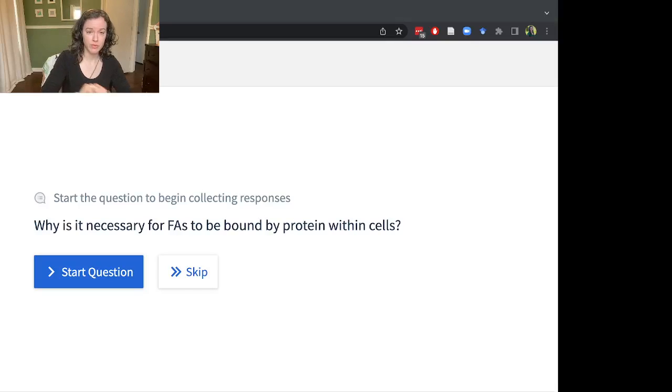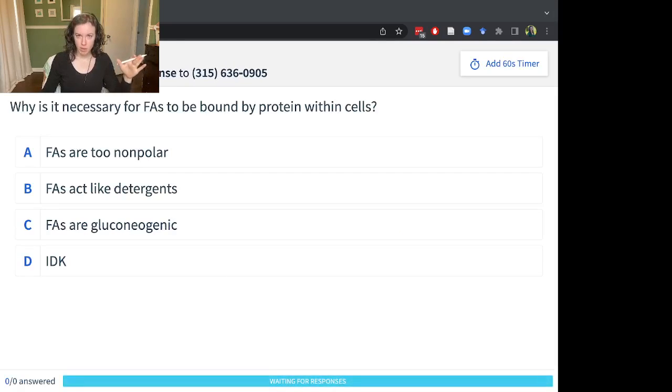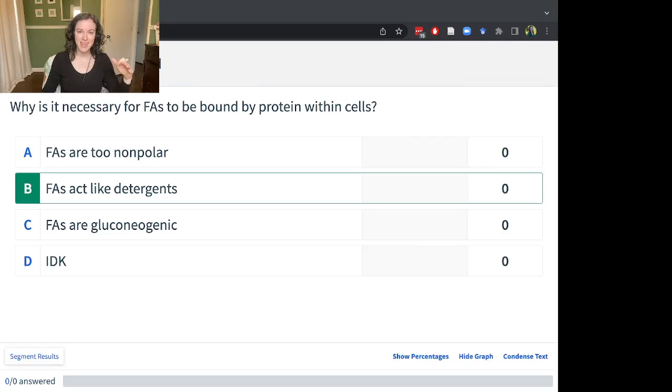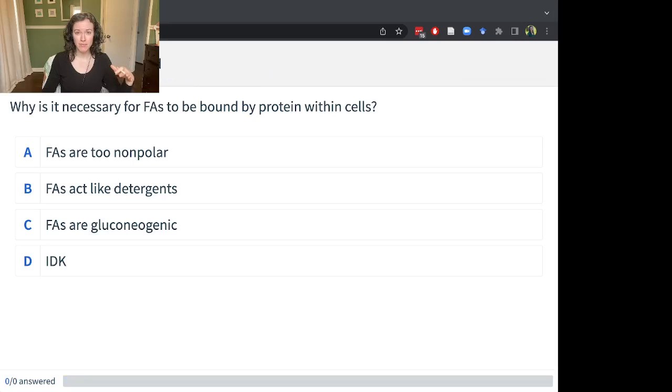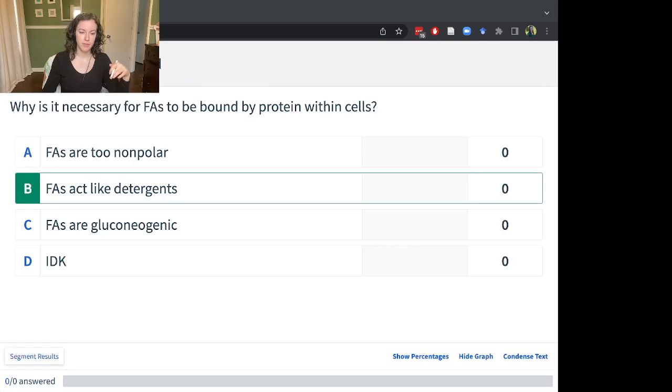In this video, we're going to review the questions that were in the recordings for lipid metabolism. In this first question, I was asking why it's necessary for these fatty acids to be bound by proteins when within cells. Let's remember that due to the structure of fatty acids, they have that conical van der Waals radius. They tend to actually disrupt the bilayer because they act like detergents. So B is correct. We've got to bind those fatty acids with protein because otherwise our cells would kind of break apart, and no one wants that.